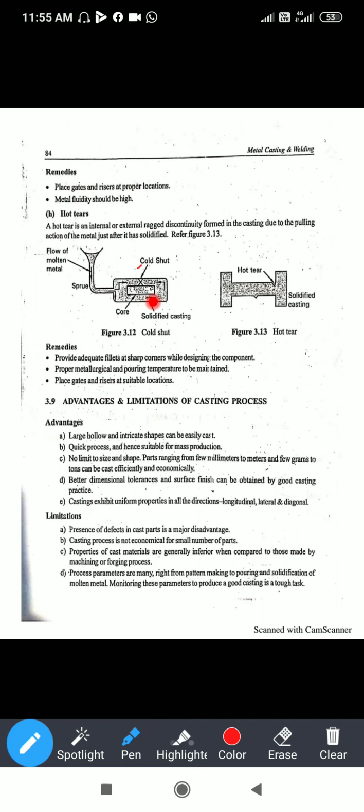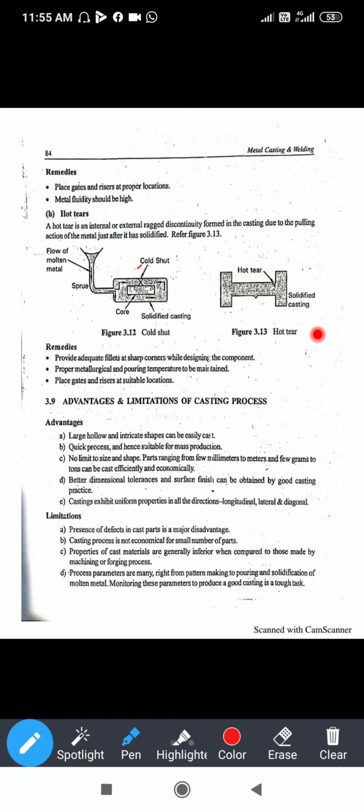And hot tears are nothing but the edges of a casting not coming out properly during solidification. There are some marks or chamfers that occur on the internal or external contour of the casting. These types of defects are called hot tears.